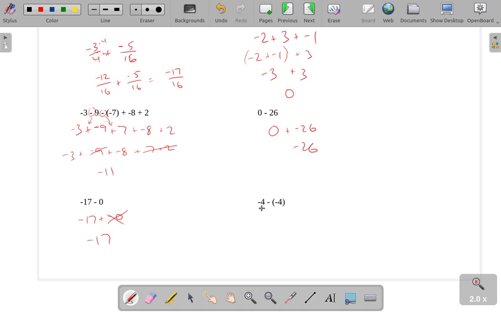And this one, negative 4 minus negative 4. This is negative 4 plus 4, because I'm changing this from subtraction to addition by taking the opposite of my negative 4. And 4 minus 4 is 0, so I end up with 0 here.